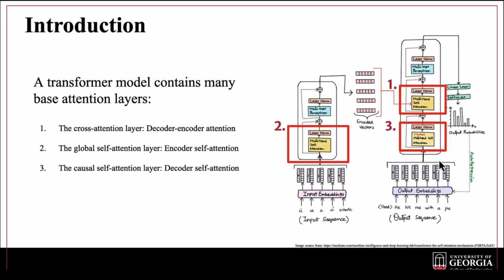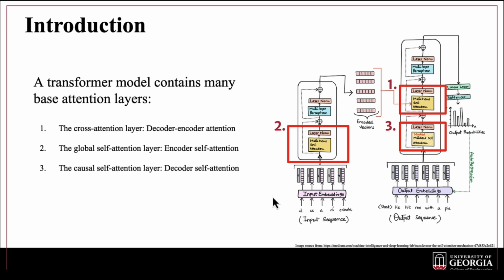The attention layer is a neural network layer implementing an attention mechanism, allowing the model to focus on the relevant parts of the input when making predictions. It is the key component of the transformer. Here is how a transformer looks. It has two parts, the encoder and the decoder. As we can see, there are three base attention layers in this transformer.